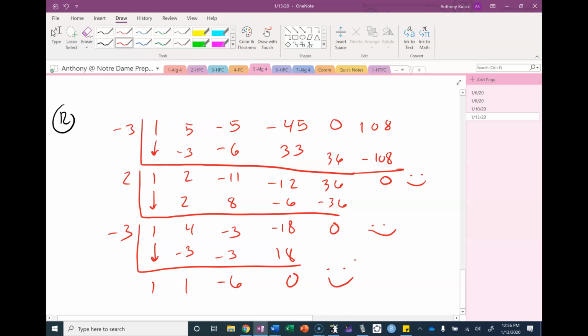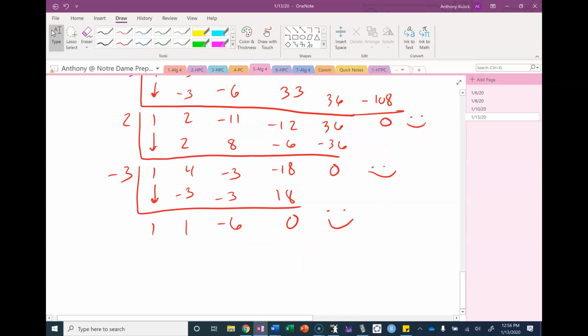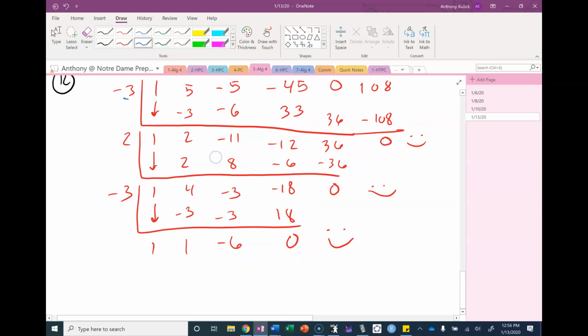That did work. Henry, is there anything that's zero above if this is negative 3 then? Yep. So now let's see what we got. From this negative 3 giving me 0 remainder, I have an x plus 3. From this 2 giving me a remainder 0, I have x minus 2. From this 3 giving me a remainder 0, I have an x plus 3.